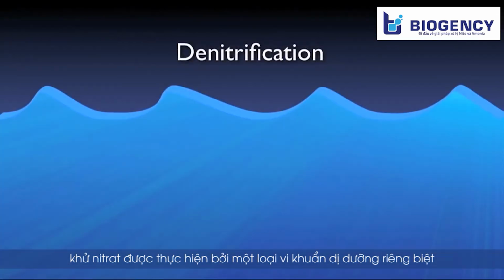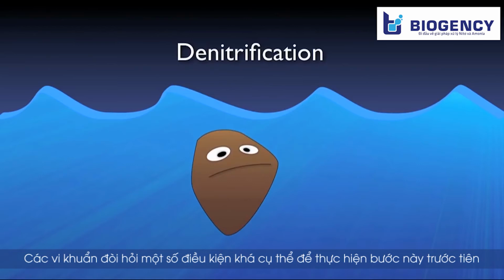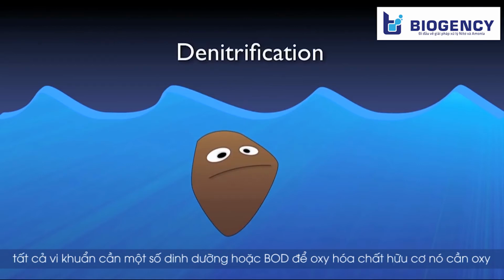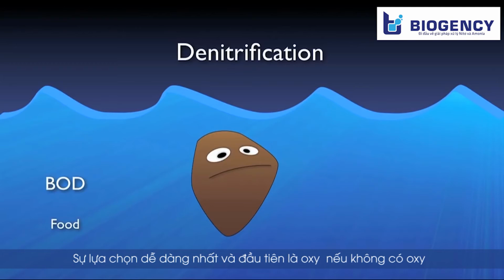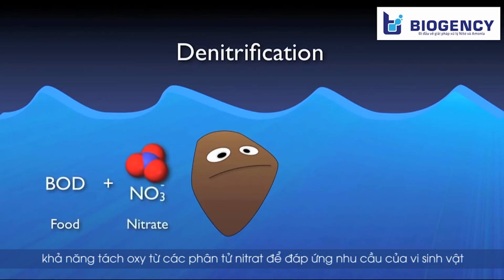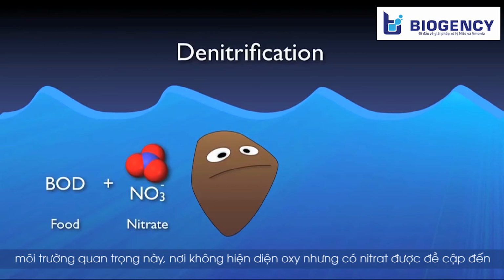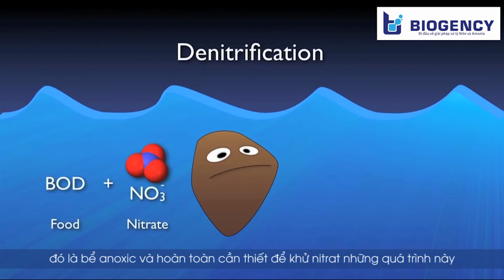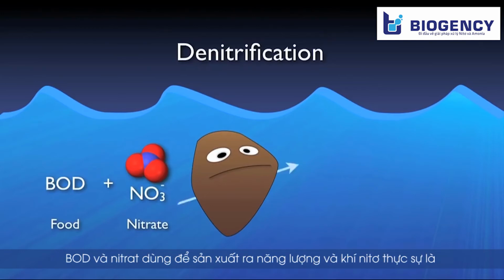Denitrification is performed by a specialized heterotrophic bacteria. These guys require some pretty specific conditions to perform this step. First of all, they need some food, or BOD. In order to oxidize that food, they need oxygen. Their easiest and first choice for oxygen is DO. If there is no DO present, however, they look to alternative sources, such as nitrate. These specialists have the ability to strip the oxygen from nitrate molecules to satisfy their needs. This critical environment where DO is not present, yet nitrates are, is referred to as anoxic, and is absolutely required for denitrification. These bugs take the BOD and nitrate to produce energy, base, and nitrogen gas.